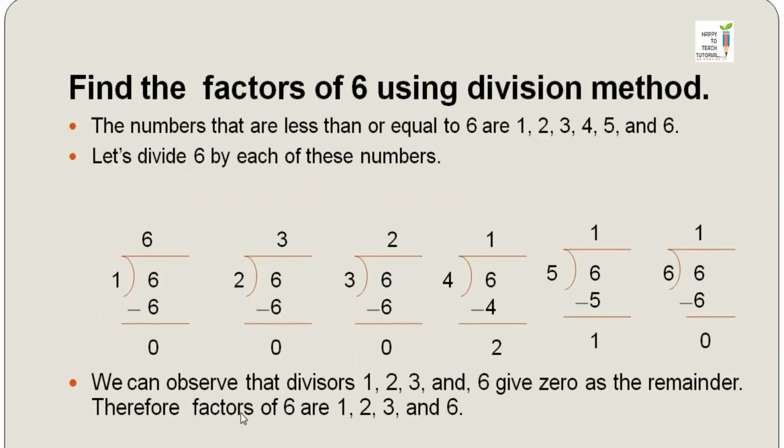Let's see with an example. Find the factors of 6 using the division method. For finding the factors of number 6, first we have to find the numbers that are less than or equal to 6. So the numbers are 1, 2, 3, 4, 5 and 6. Okay. So let's divide 6 by each of these numbers: 6 by 1, 6 by 2, 6 by 3, 6 by 4, 6 by 5, 6 by 6. Here we can observe that divisors 1, 2, 3 and 6 give 0 as the remainder. So therefore factors of 6 are 1, 2, 3 and 6.